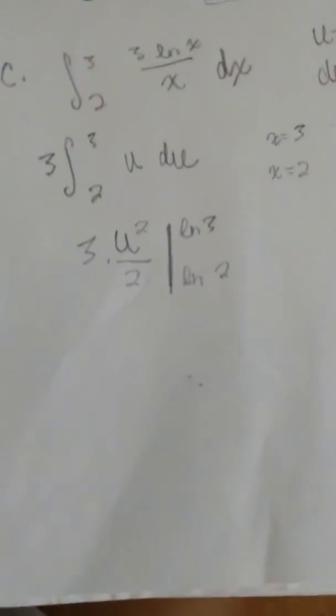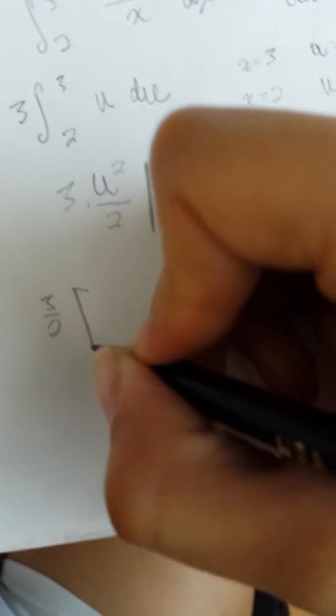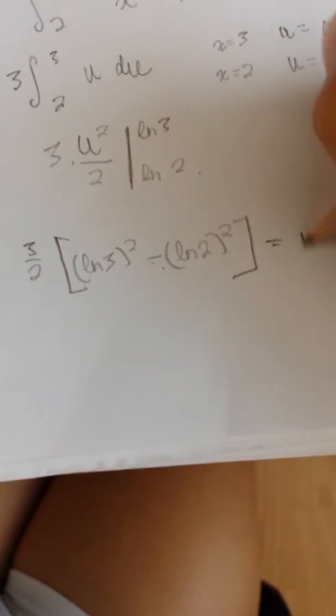To simplify this, or to go on to the next step, you need to subtract your bottom bound from your top bound. So you have 3 over 2, and then you're going to make a big bracket, because you can just take out that 3 over 2. And then you're going to have ln 3 squared minus ln 2 squared. That's a fun equation. Okay, so that will be your final answer. If you want to simplify it down into an actual number, it's equal to 1.089. That's rounded. And then that's your final answer.